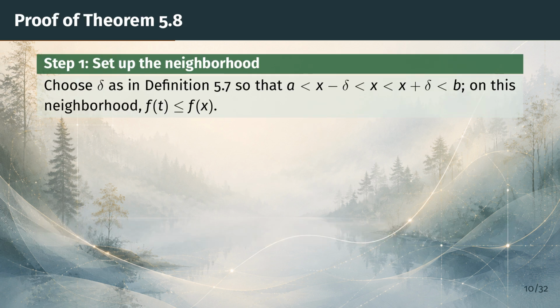Step 1 is pure setup. Since x is a local maximum, definition 5.7 gives us a delta such that f(t) is at most f(x) for all t within delta of x. Because x lies strictly between a and b, we may shrink delta, so the whole neighborhood stays inside the interval. This is exactly where we use the assumption that x is an interior point. Next, we look at difference quotients from the left.